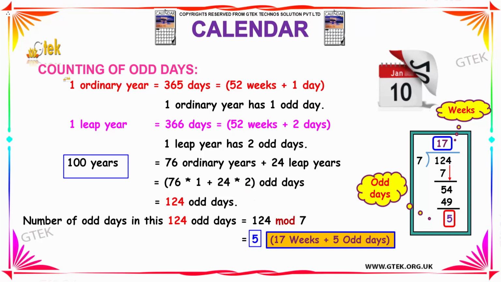And for one ordinary year, it will be 1 odd day. For a leap year, it will be 2 odd days.